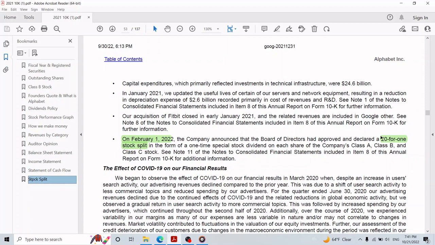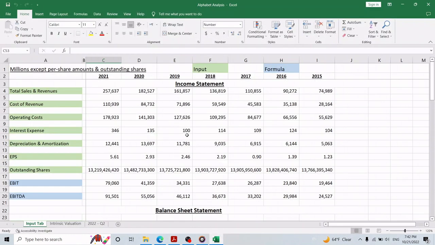A very important thing I want to mention in this annual report is that for the first time, Google is having a 20-for-1 stock split implemented early in 2022. And I'm bringing this up because I'm going to adjust prior year outstanding shares by multiplying them by 20, so we can compare prior year earnings per share to this year's earnings per share, and especially 2022 as well. Now let's jump to the intrinsic valuation.